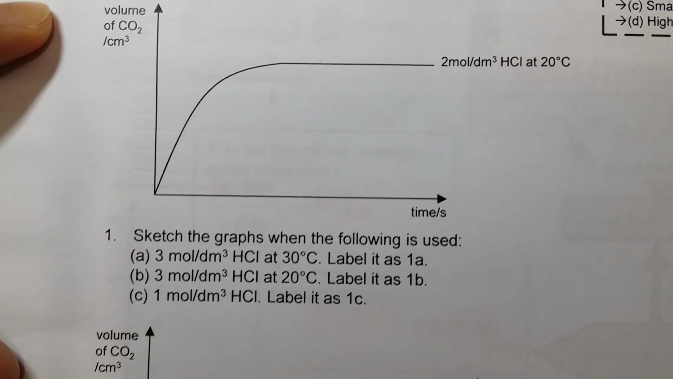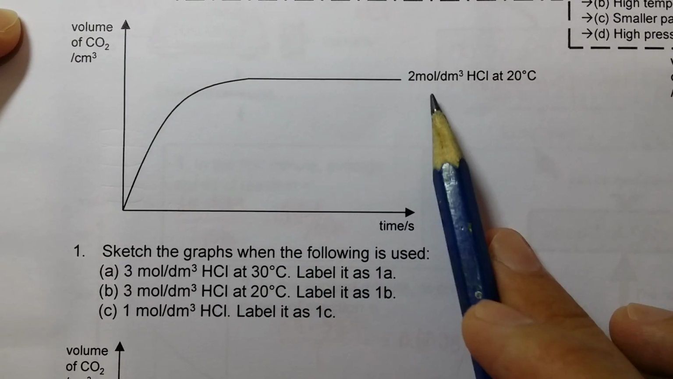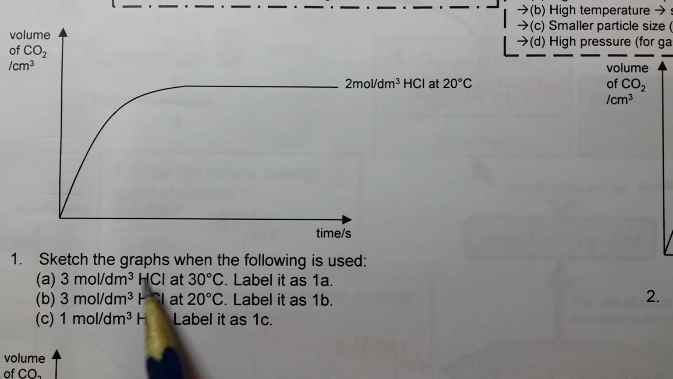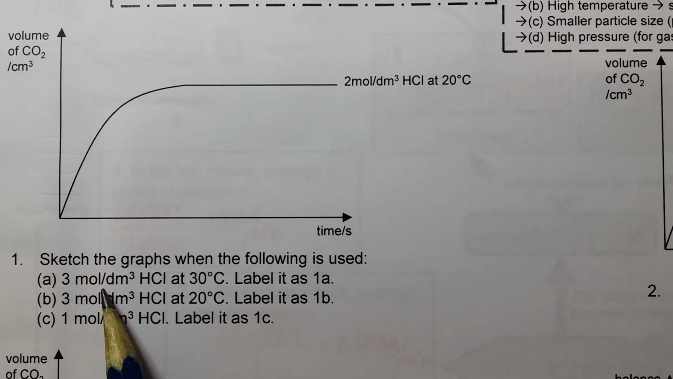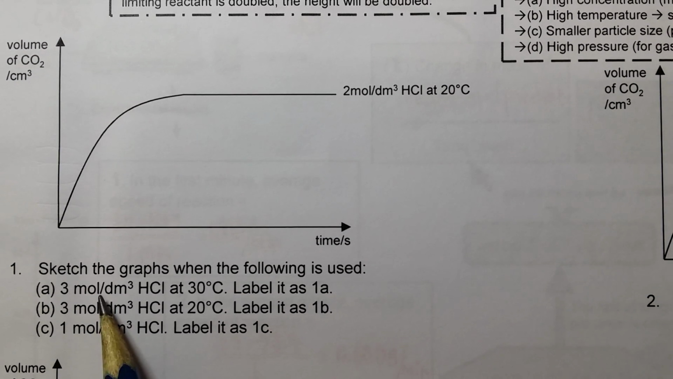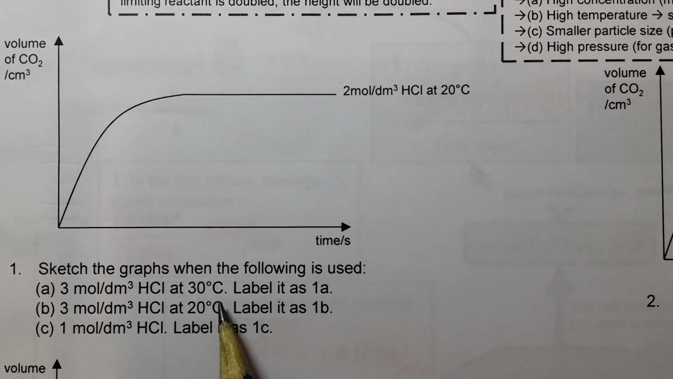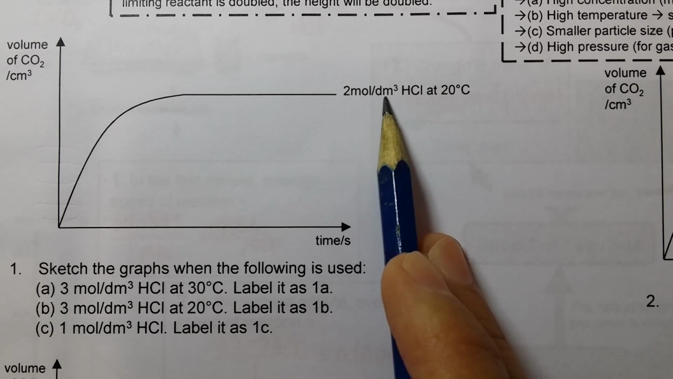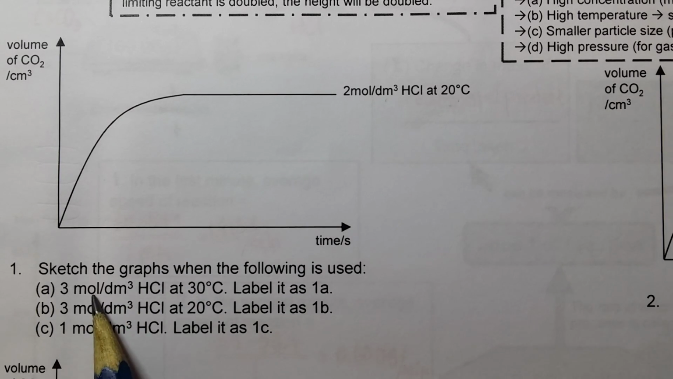Now let's look at the first example. Sketch the graph when the following is used. Now this is the original graph, the original curve: 2 mole per dm cube HCl at 20 degrees Celsius. Now if I conduct another experiment using 3 mole per dm cube of HCl at 30 degrees Celsius, how would the speed of reaction curve look? First of all, compare 2 mole per dm cube, this is concentration. This is temperature. So this one has higher concentration, higher temperature, which means that the speed of the reaction will be faster.